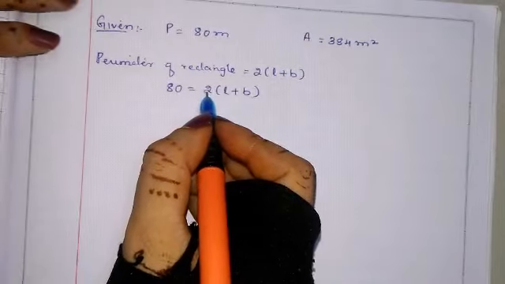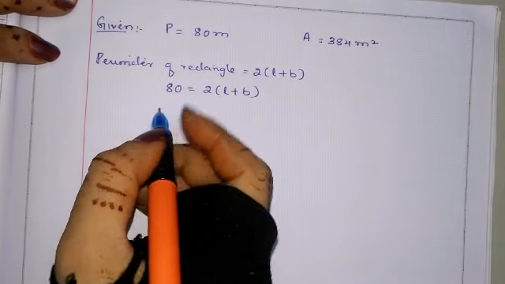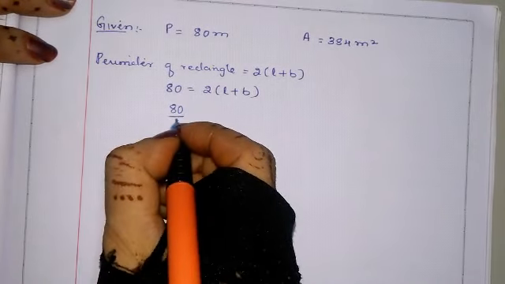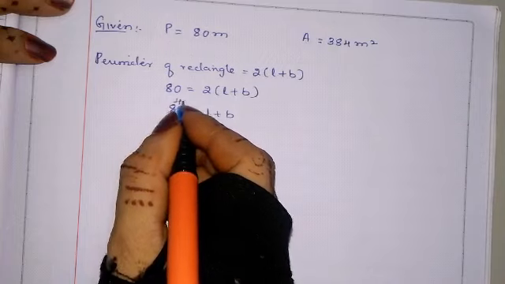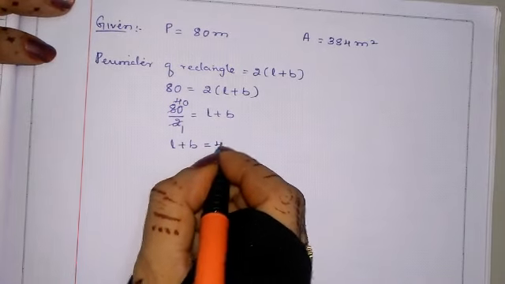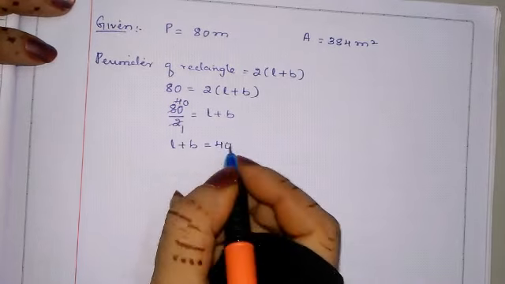2 is in a multiply position. If we bring it to this side, it becomes divide. 80 by 2 is equal to L plus B. 2 fours are 8, 0. So we got L plus B is equal to 40, and we will find B is equal to 40 minus L. Here we kept 40 as it is, and L we took to this side.